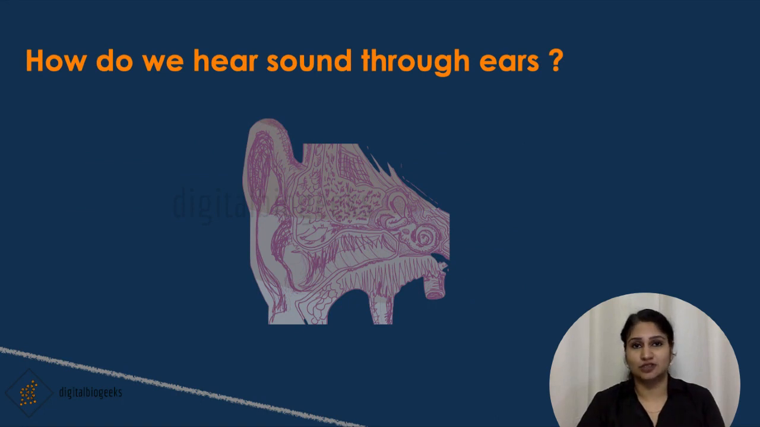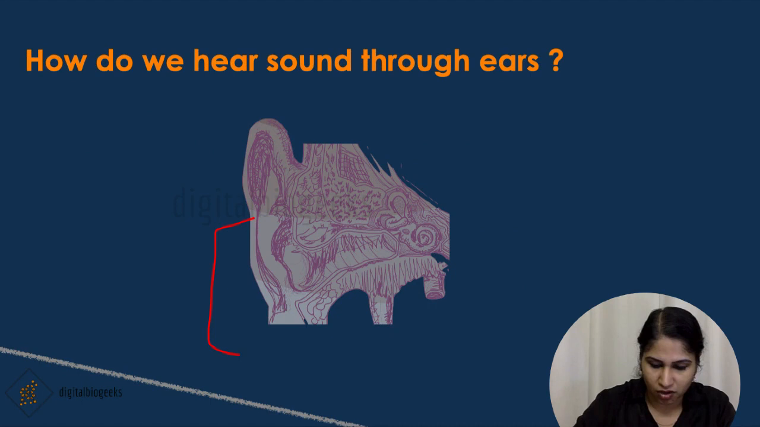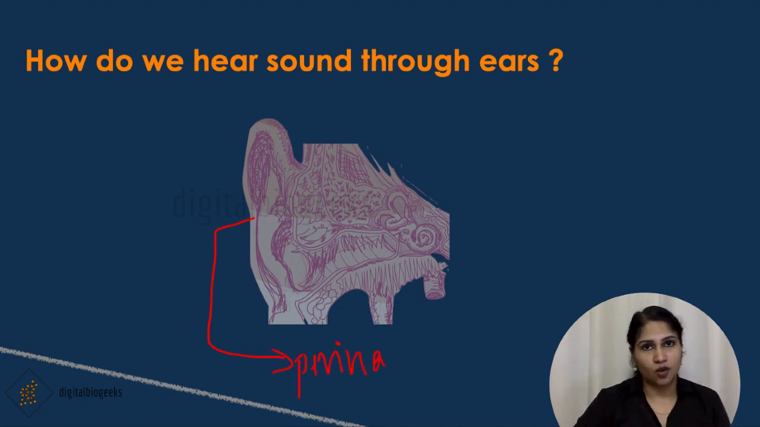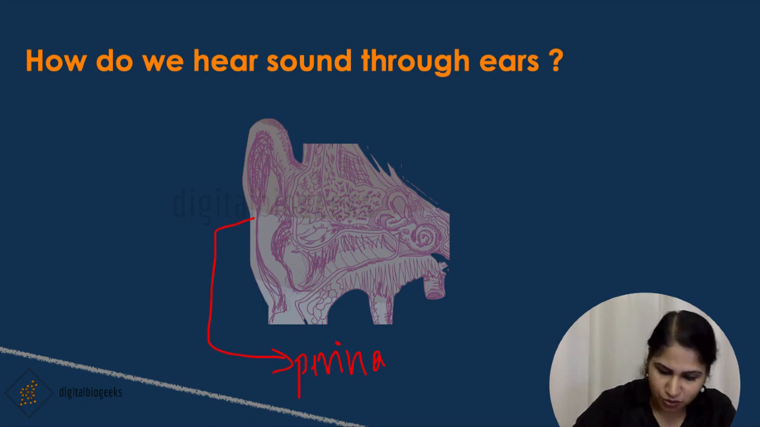Let's learn how the structure of the ear helps us to hear. The outer part of the ear is called the pinna. Sound enters through this pinna into a canal. This canal is called the ear canal.